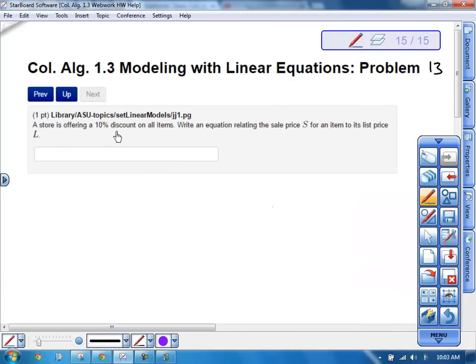All right, so a store is offering a 10% discount on all items. We're asked for an equation relating the sale price S to the list price. Well, if you take the original list price and subtract 10% of the list price, you'll get the sale price, which is just 0.9 times the list price equals the sale price. That's a 10% discount. That's the equation you enter in.